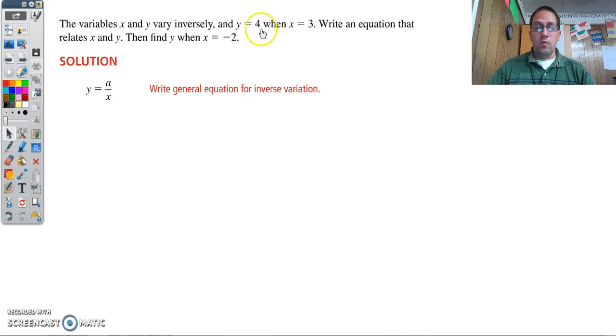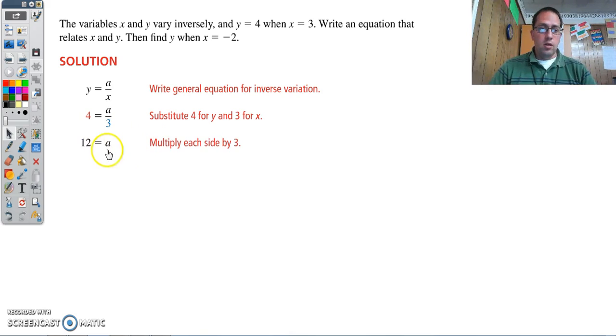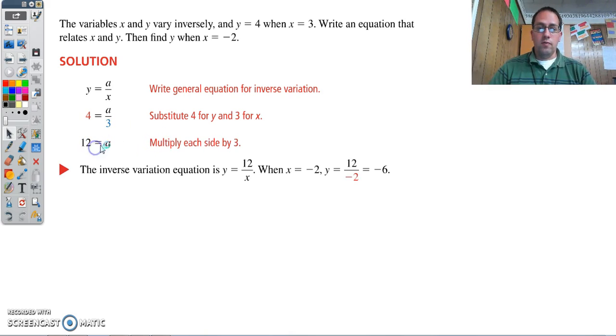And the way we're going to do that is plug in the x and y that we already know. So y is 4 when x is 3, so we plug those in, 4 and 3. To get a by itself, all we got to do is multiply by 3, right? So that means a equals 12. So our equation is y equals 12 divided by x. All right? And we want to know what this equals when x is negative 2. So just plug in negative 2 for x, and y equals 12 divided by negative 2, so it's negative 6.